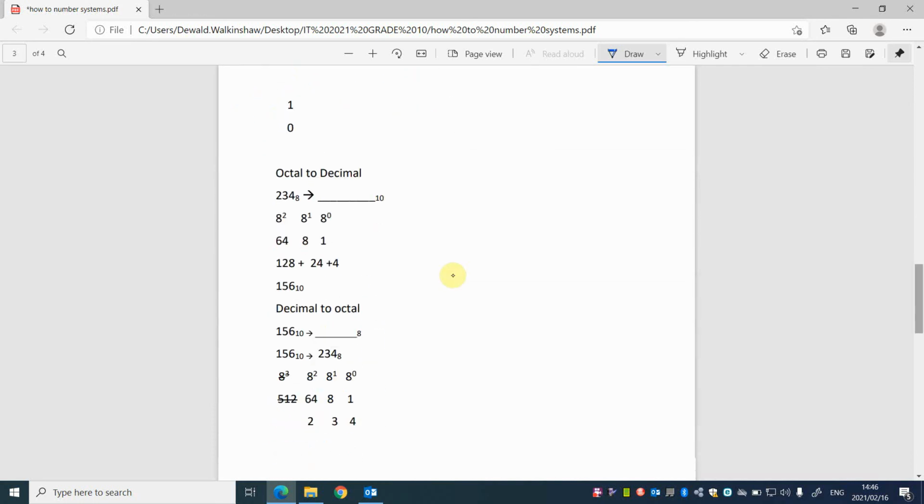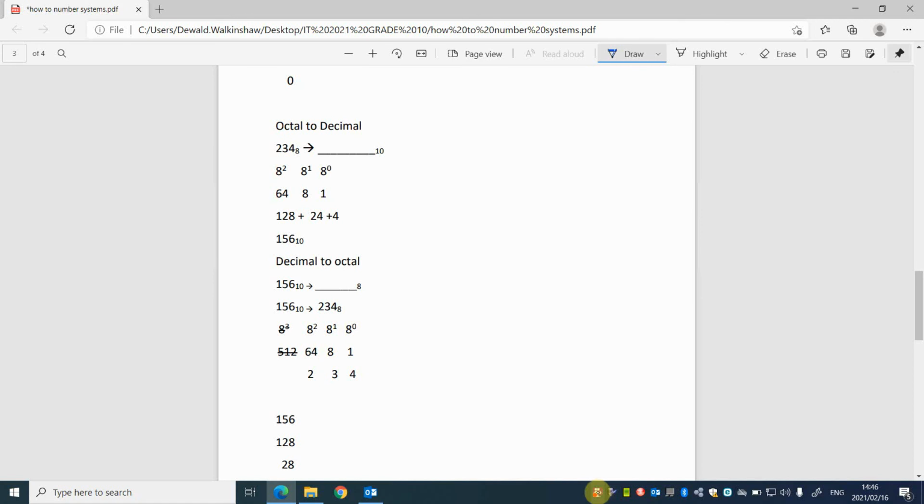Now we're going to move on and do our octal to decimal. So our octal to decimal will have exactly the same steps as binary to decimal. We're just going to be changing the bases of the exponents. Okay, so if we look at this number, we've got 234, which is of base 8, so it's an octal number. We need to convert it to base 10, which is a decimal number. So first of all, I'm going to count how many numbers there are from the right hand side. There are 1, 2, 3 numbers.